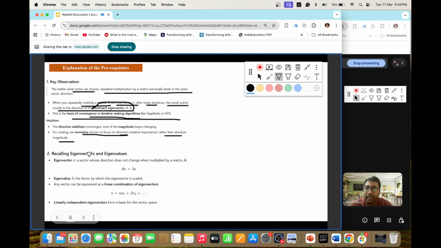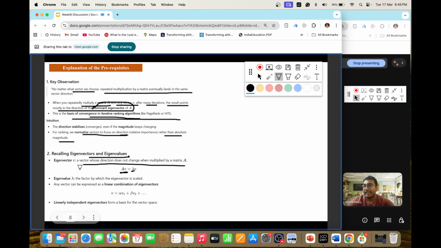Then, recalling eigenvectors and eigenvalues. You all know what an eigenvector is. For a matrix A, you multiply it with the vector V and that equals lambda times V. So A times V equals lambda times V, where V is the eigenvector of A and lambda is the eigenvalue of the matrix A. V is a vector whose direction does not change when multiplied by matrix A. This is the definition of an eigenvector.